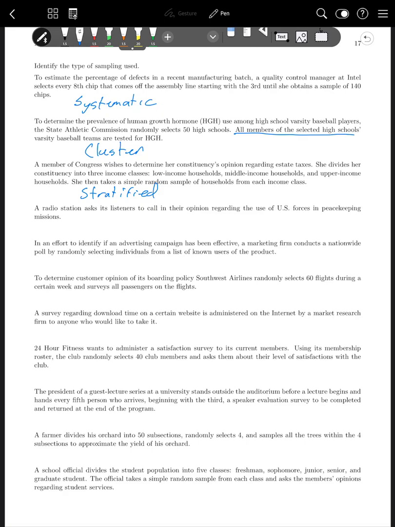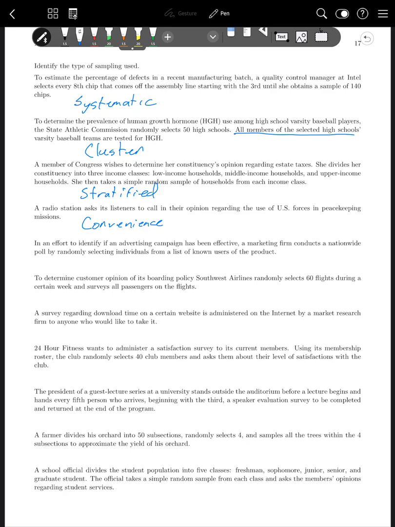The next one, a radio station asks listeners to call in their opinion regarding the use of forces in U.S. peacekeeping missions. So this would be convenience because they're not randomly selecting anybody. They're simply asking for people already listening to their show to call in and tell them their opinion. And then the last one we'll do together.